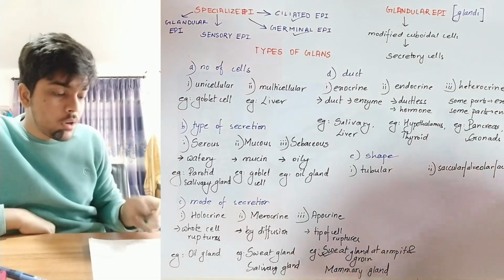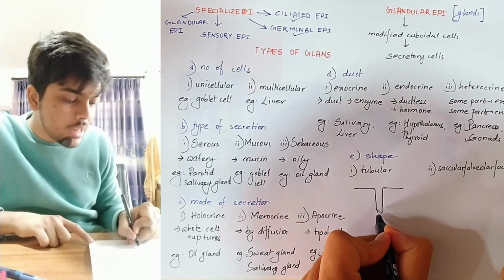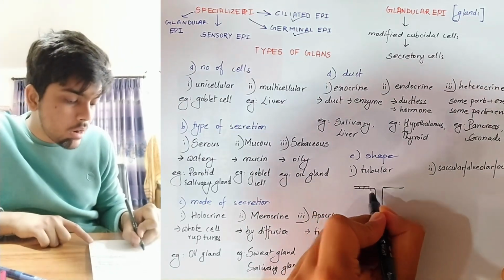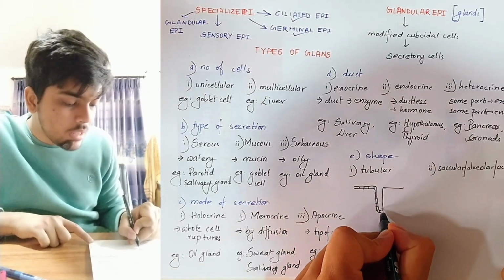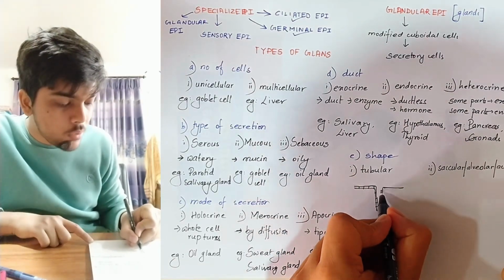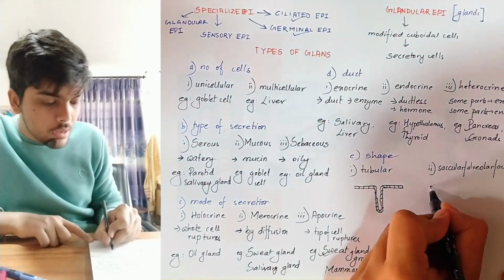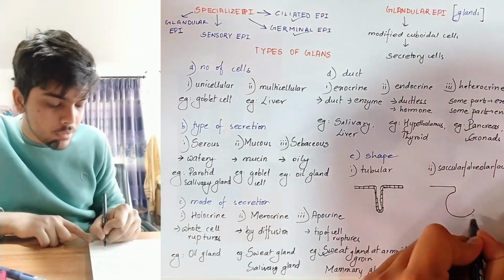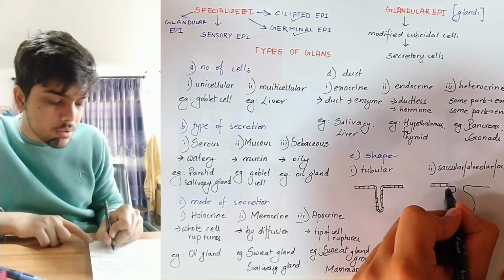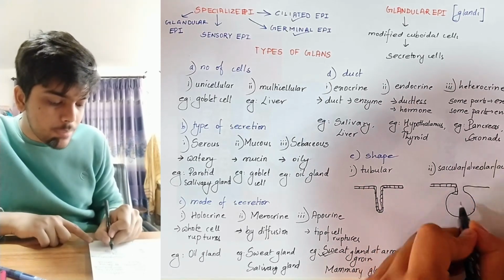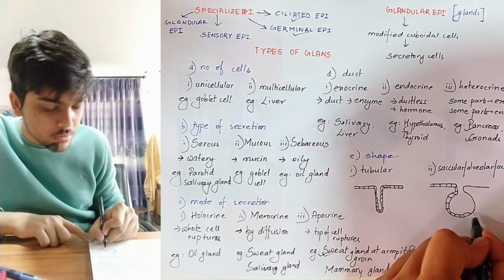How do they look? This is what they look like. So here's the gland. As you can see, it looks like a tube. And there are your special secretory cells forming the glandular epithelium surrounding the tubular gland. Similarly, here's your saccular gland, which is sac-like. And the gland is surrounded by your glandular epithelium, which consists of special secretory cells.